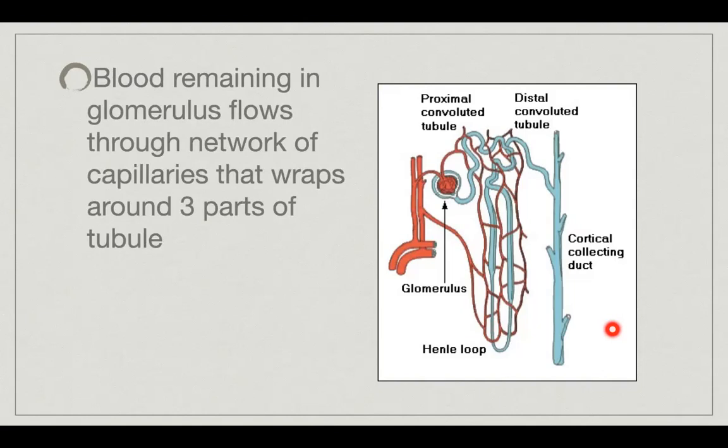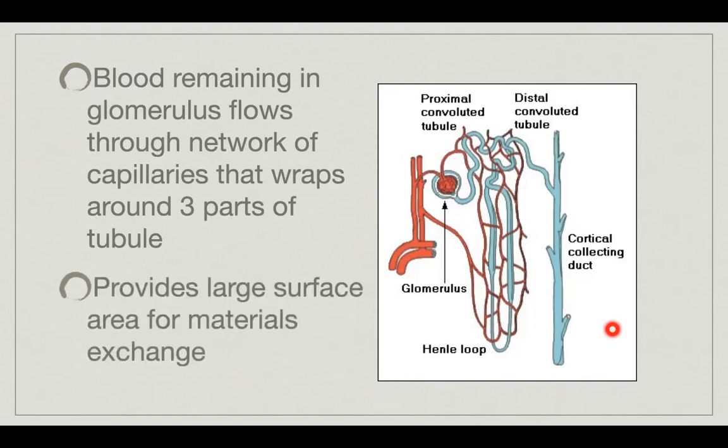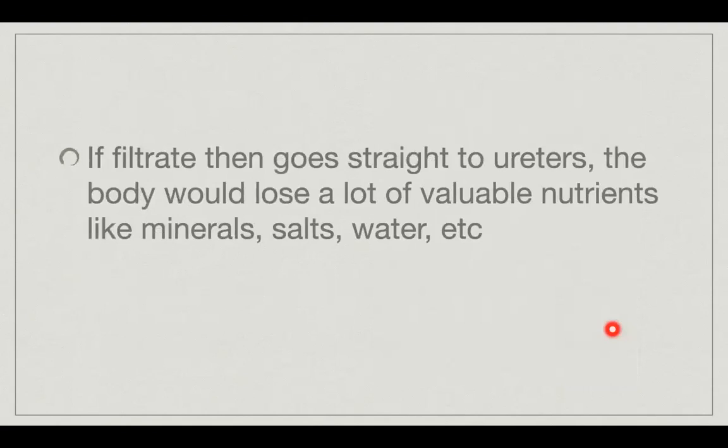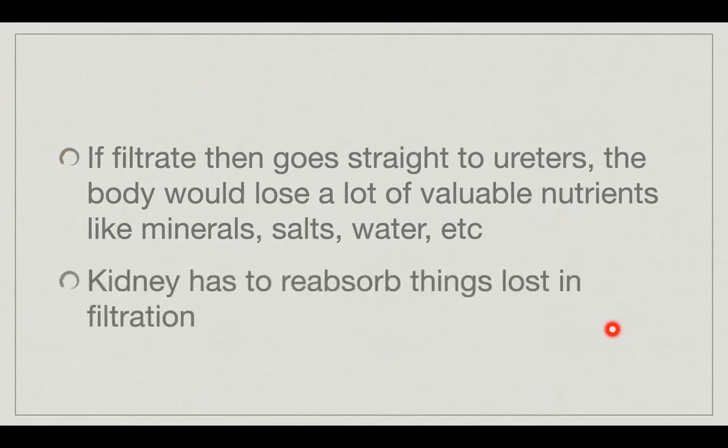Right. After the glomerulus and Bowman's capsule, there's 3 parts to a nephron. And the twisting and turning of these tubules provides, again, a large surface area for material exchange. If the filtrate went from the Bowman's capsule straight to the ureters, to your urinary bladder, you would lose a ton of valuable substances. You would lose too much water, salt, minerals, and even nutrients that aren't absorbed by the cells or the liver yet. So that's why we have to have a large surface area to allow time for reabsorption.